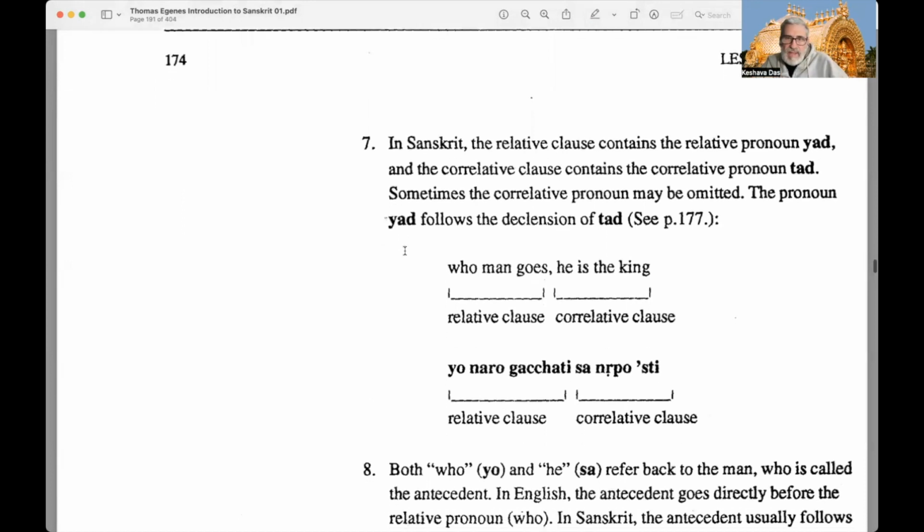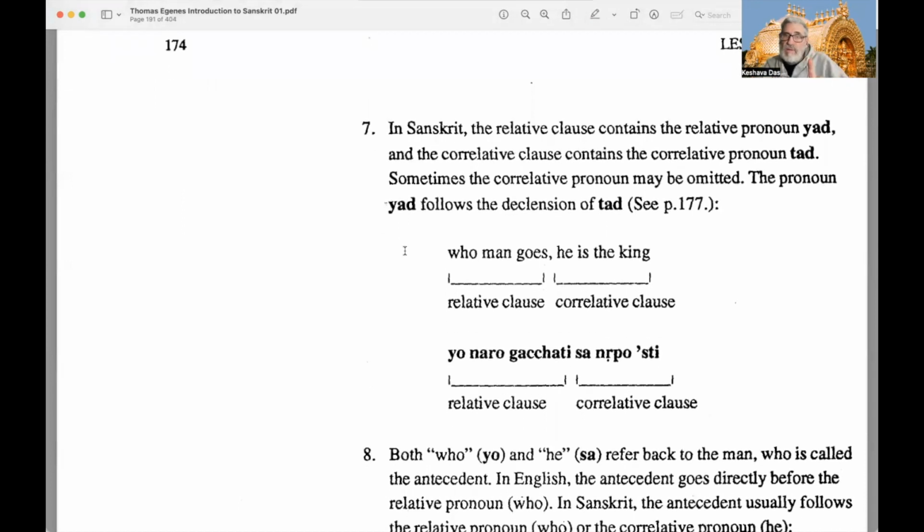In English, let's see what it's like in Sanskrit. In Sanskrit, the relative clause contains the relative pronoun yad, and the correlative clause contains the correlative pronoun tad. Sometimes the correlative pronoun may be omitted. That's an important line to remember. Sometimes we might not see a correlative. Remember I told you, yada yada hi dharmasya glanir bhavati. Do we have a tad in there? No. So sometimes the correlative is omitted, right? The pronoun yad follows the declension of tad. These pronouns are not indeclinables. They are declined, so they have endings, and we have to learn the endings, but we won't learn them right now. We're on page 174. When we get three more pages down, we'll learn those endings.